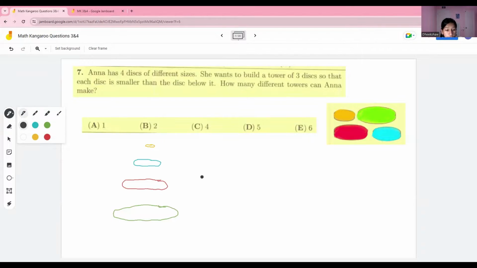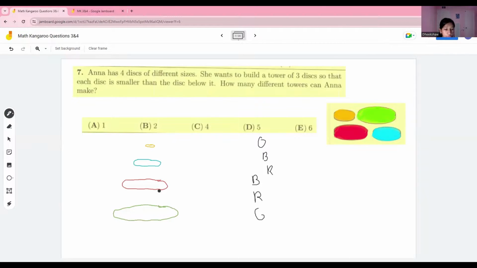So we can have the green, the red, and the blue on top. That would be this. Each disc is smaller than the disc below it, except for the green. Another combination that could work is the orange, the blue, and the red. So orange, blue, red. That also works as a combination. Now, although this seems like the right answer, there's also a couple other combinations that we can make.